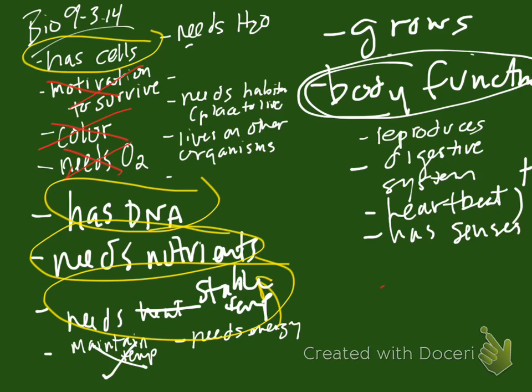Okay. Let's see. Needs habitat, needs a place to live, lives on other organisms. Let's hold on those. Let's go up to grows. Can you think of a living thing that doesn't grow? Does it start off at the same size? They start off smaller. They have to grow to full size. So even an individual cell does change size over its lifespan, even if that lifespan is a few hours. Are there any things that are living things that don't grow at all? Do you think you have one?